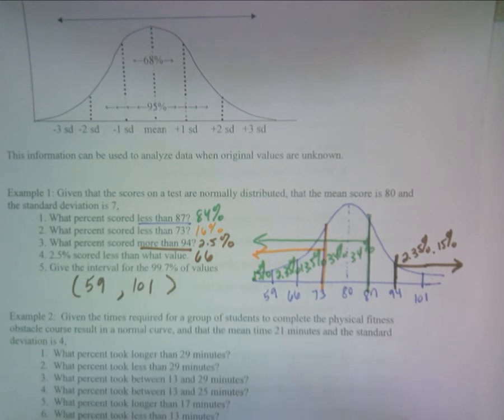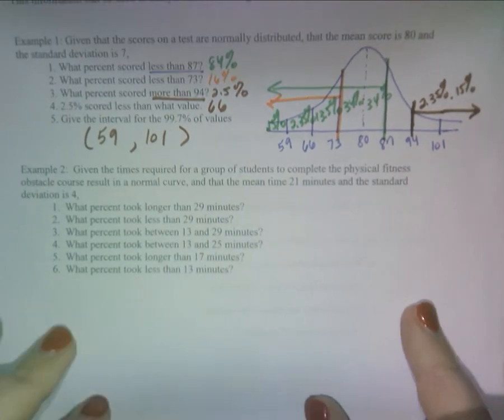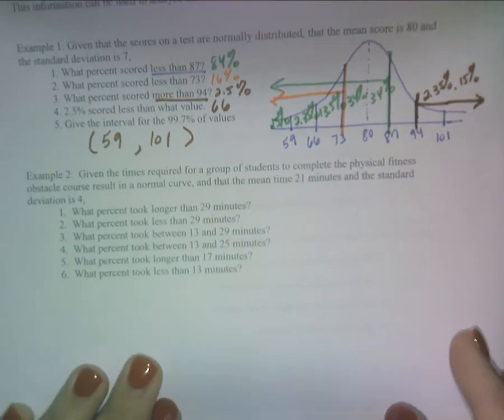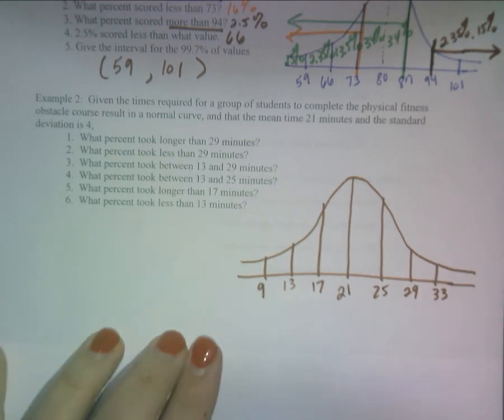All right, I want you to try that same one for example 2. I want you to try that same thinking. You've got to draw it. Put your mean, put your 1 standard deviation to the right, put your 1 standard deviation to the left, and add up the percentages. A lot, but you could totally get it done.